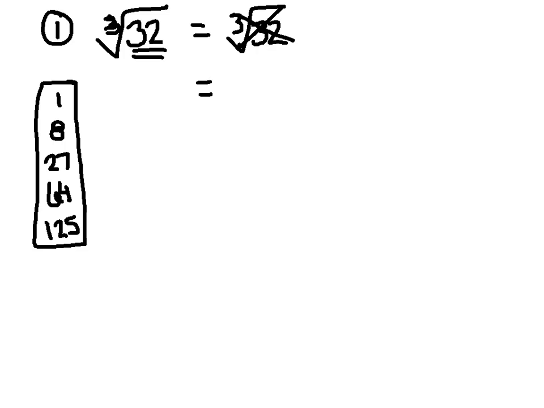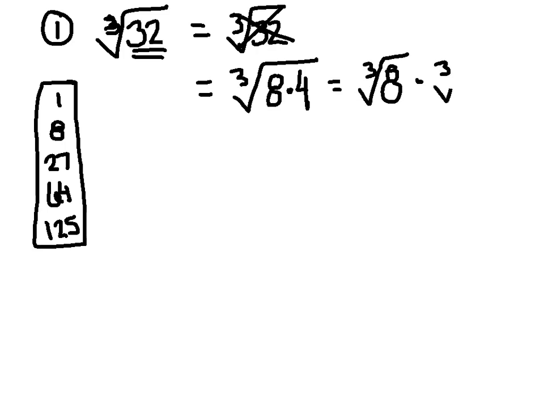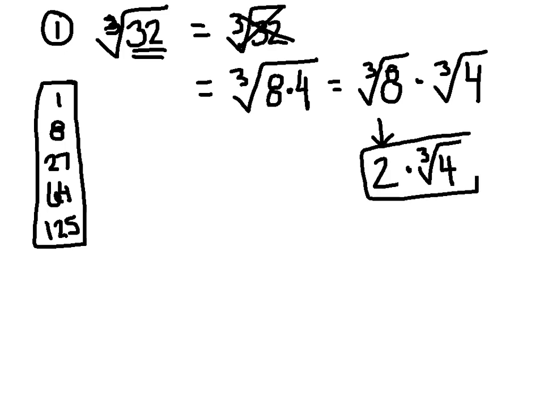I wanted to write the cubed root of 8 times 4, which could be rewritten as the cubed root of 8 times the cubed root of 4. And the cubed root of 8 is 2 times the cubed root of 4. And that is, believe it or not, my most simplified answer.